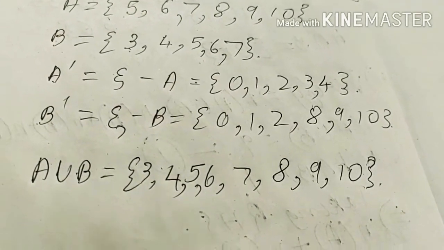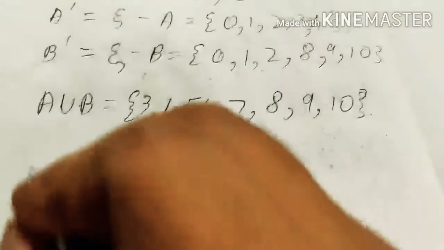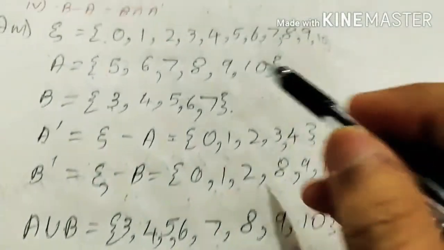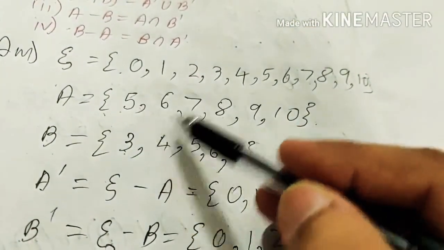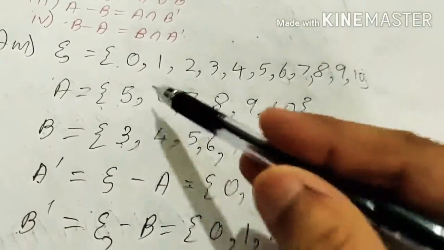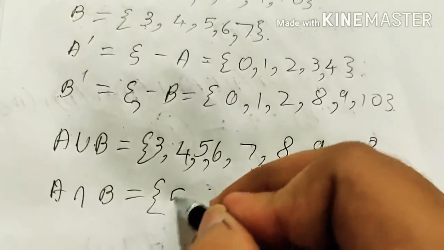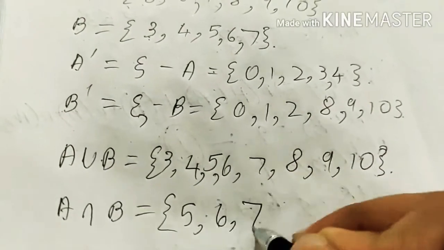Okay, what will we find next? We will find A intersection B. What is common between A and B? If you see, 5, 6 and 7.